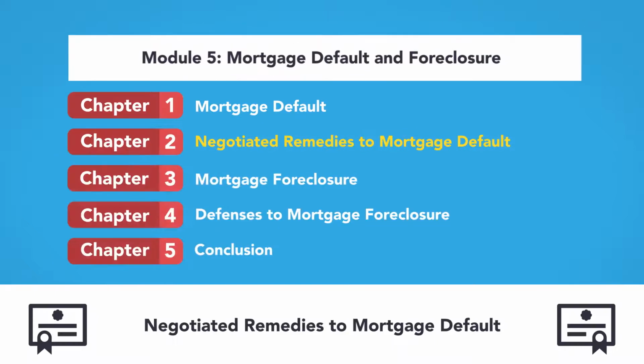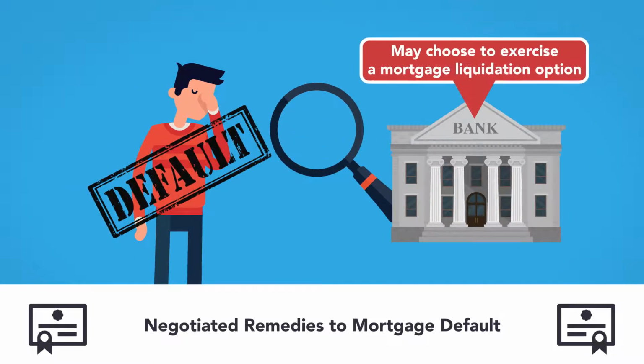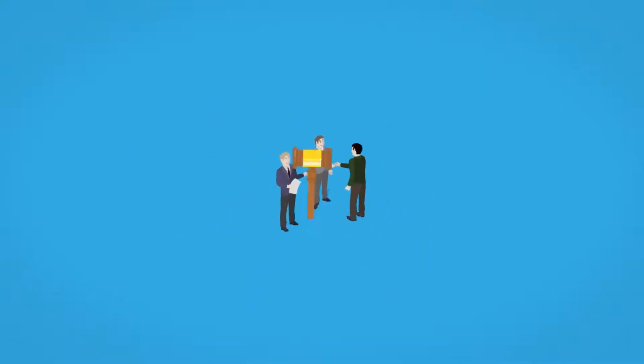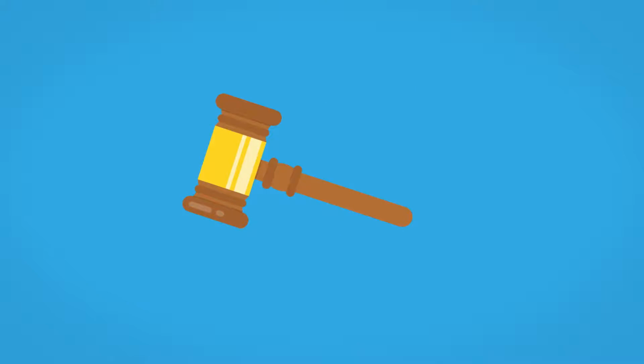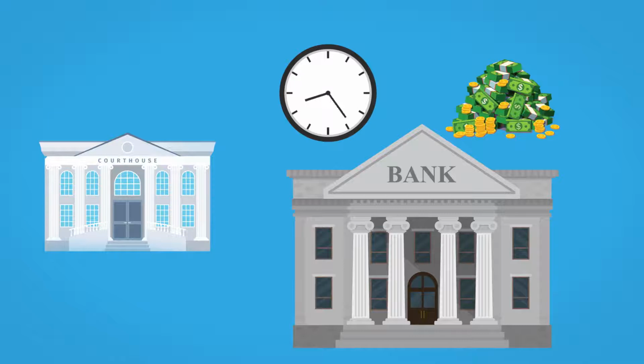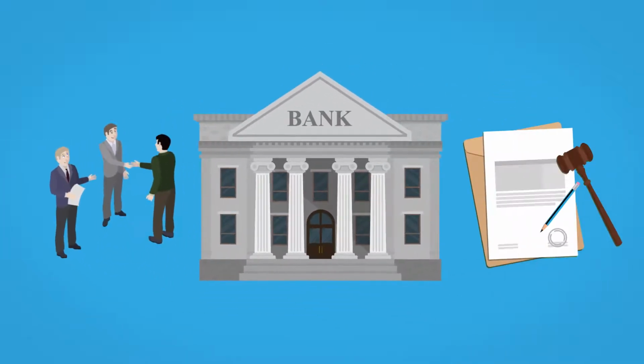Negotiated remedies to mortgage default. Once a lender determines that a borrower is in default, the lender may choose to exercise a mortgage liquidation option included in the agreement, or remedy the issue by working directly with the borrower. Like most legal processes, responding to a mortgage default event through the court system can cost lenders time and money. As a result, lenders may choose to pursue negotiated resolutions rather than relying on court enforcement of legal remedies.